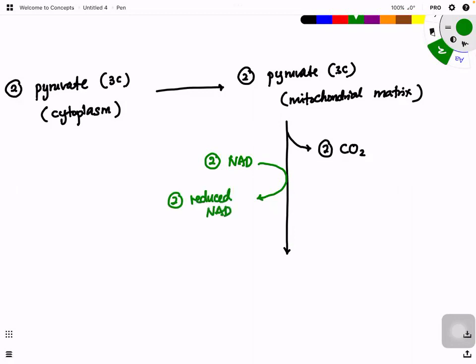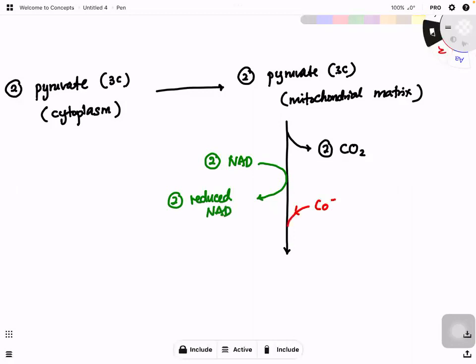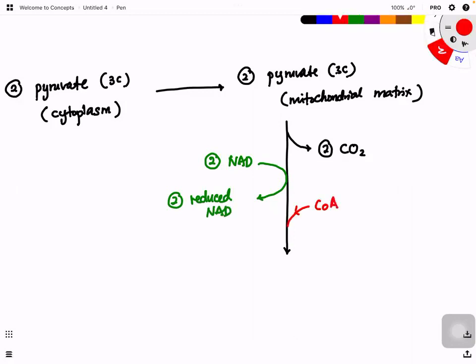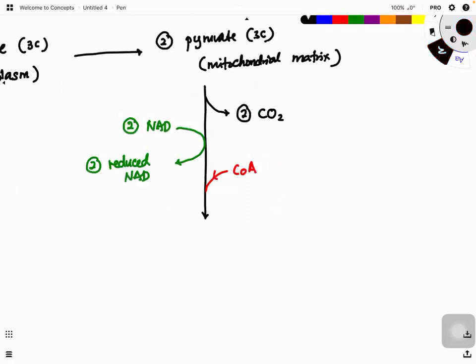Okay, so in the process, we do need a carrier. So who is the carrier? Coenzyme A is the carrier. So coenzyme A will take this acetyl group to form acetyl-CoA. The acetyl group is the 2 carbon, coenzyme A, acetyl-CoA. So this acetyl-CoA will later enter into the Krebs cycle.